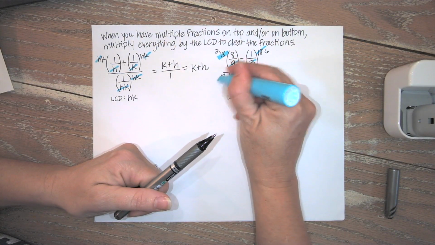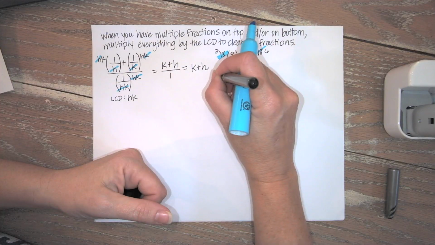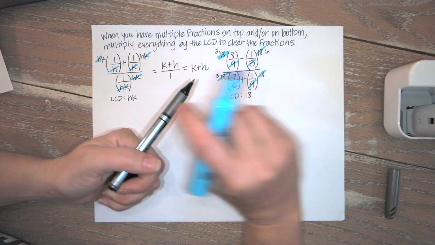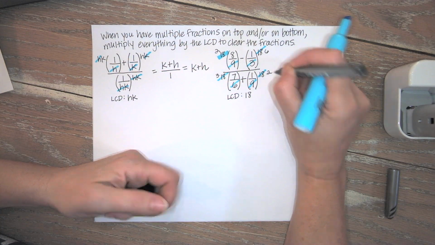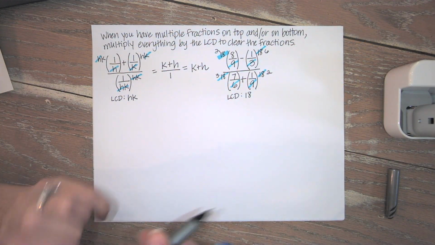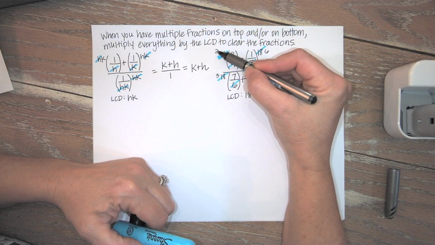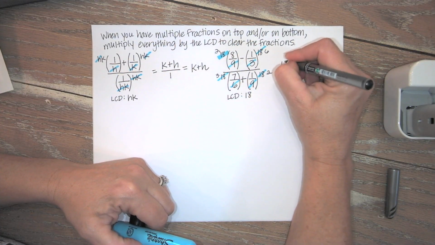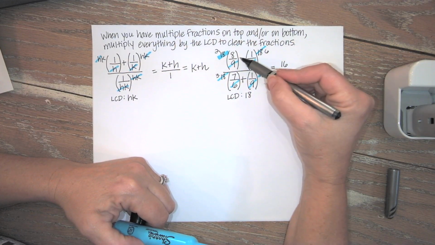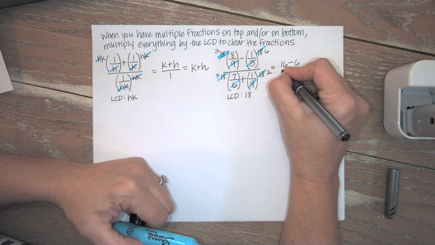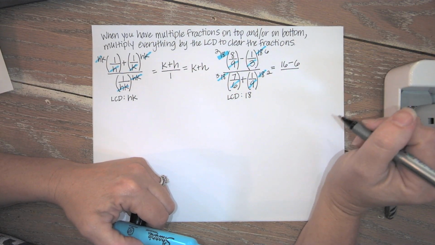Here I have a 6 and an 18. 6 goes into 18 3 times, and another 9 and an 18, and 9 goes into 18 2 times. All right, so let's see what's going on here. Here I'm going to have 2 times 8 is 16, minus 1 times 6 is 6. That's what's left on the top.